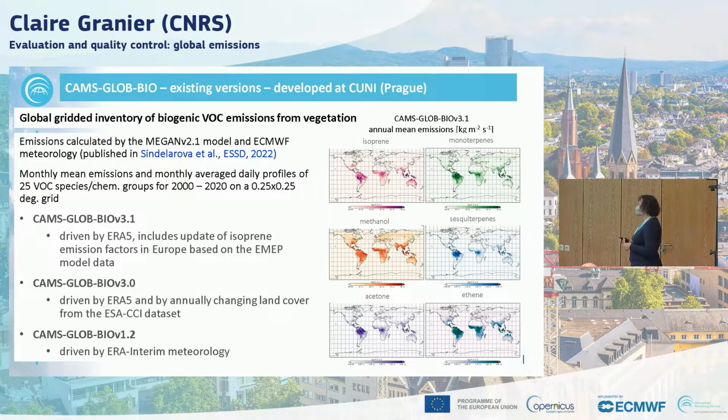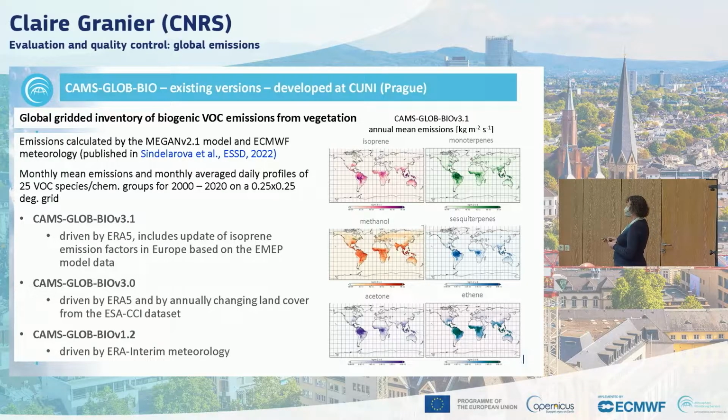So now if we go to the natural emissions, we have several data sets. The first one is CAMS-GLOB-BIO, developed at Charles University in Prague by Katerina Sindelarova and her colleagues. And we have different versions of the biogenic VOCs, so there are a lot of VOCs, 25 species from 2000 to 2020 at a 0.25 degree grid. It's published in this paper here, and there are different versions.